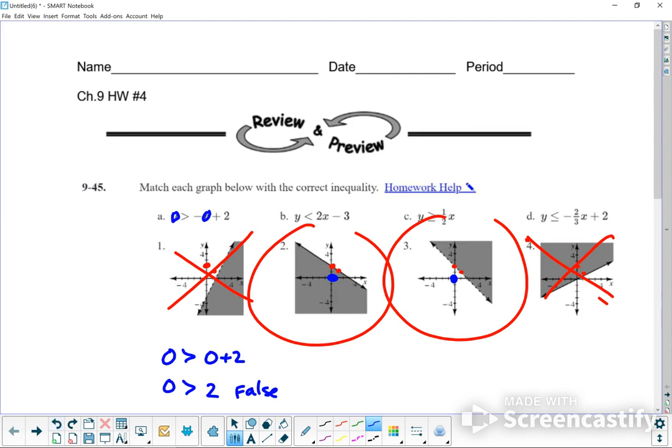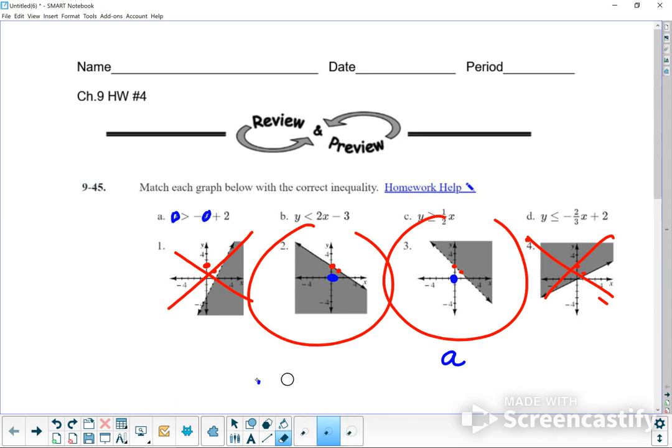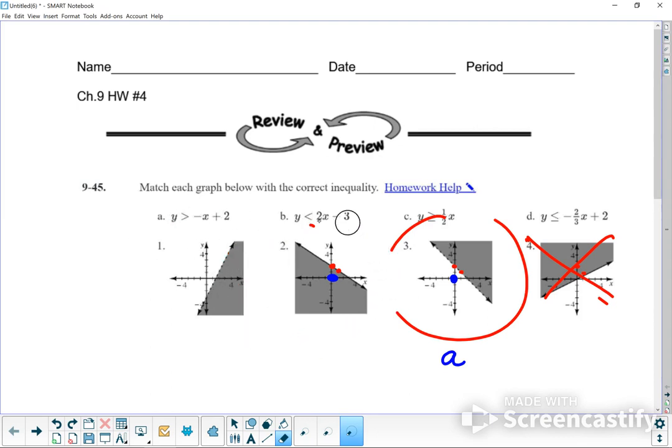Okay, so A belongs with number 3. I don't know why I said C. So A should be 3, or you can say 3 should be A. So I'll put A right here. So A is done. A should be number 3.